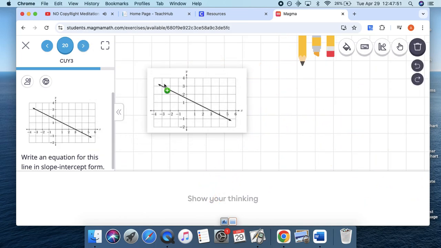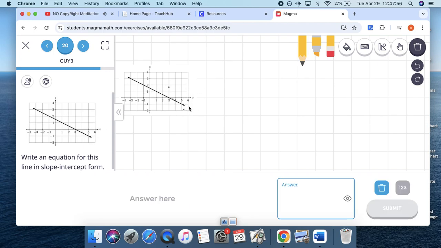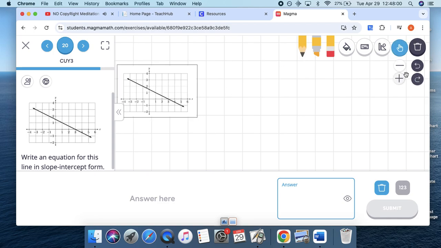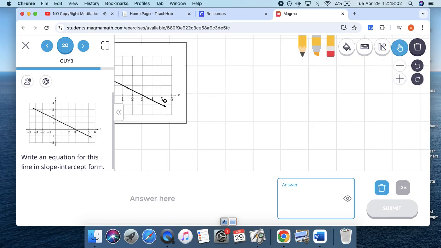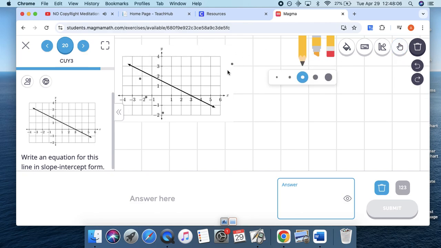Write an equation for this. Anytime you're doing this, see if you can see the y-intercept. That's half the battle. Notice that the y-intercept here is a pain because it's right in the middle, and I don't know what that point is. I'm not going to assume it's 1.5. So we're going to have to do this the long way.